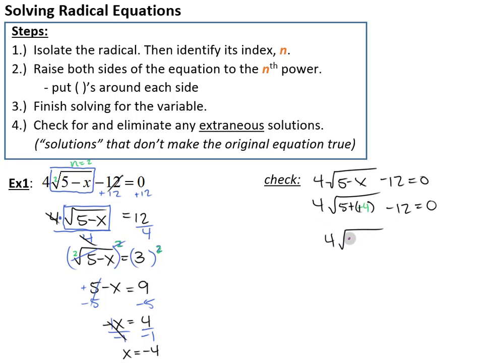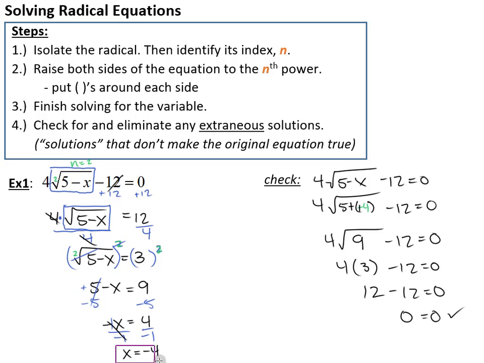Inside my radical, minus a negative is plus a positive, and 5 plus 4 is 9. The square root of 9 is 3. So this is 4 times 3, and 4 times 3 is 12. And sure enough, 12 minus 12 equals 0. 0 does equal 0. It checks out. We got a true statement. It made the original equation true, so it is a correct solution.